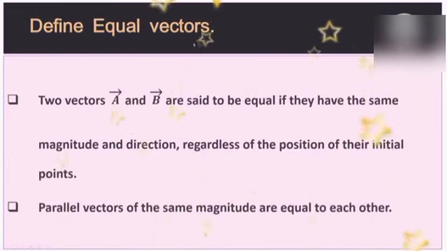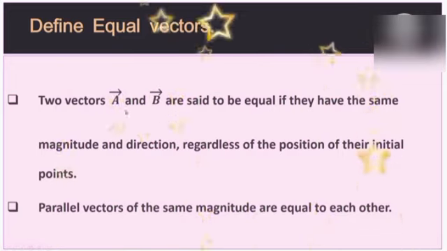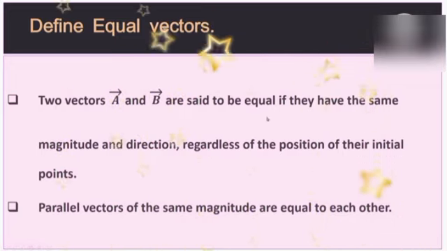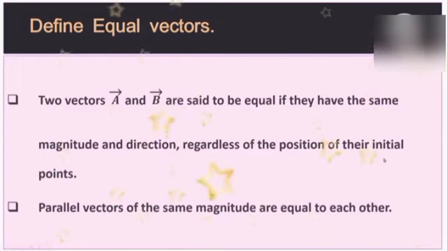Define equal vectors. Two vectors A and B are said to be equal if they have the same magnitude and direction regardless of the position of their initial points. Parallel vectors of the same magnitude are equal to each other.